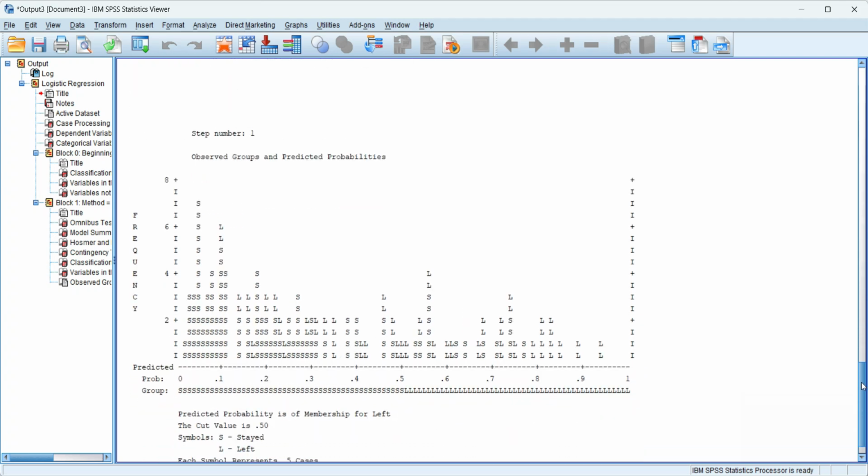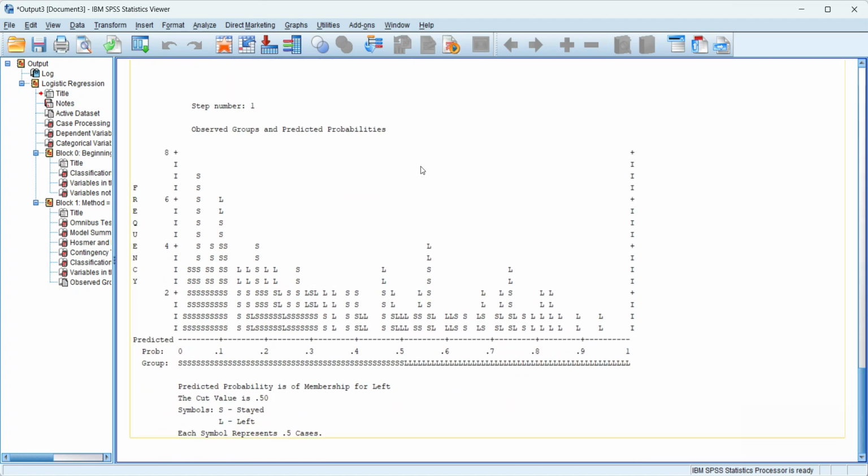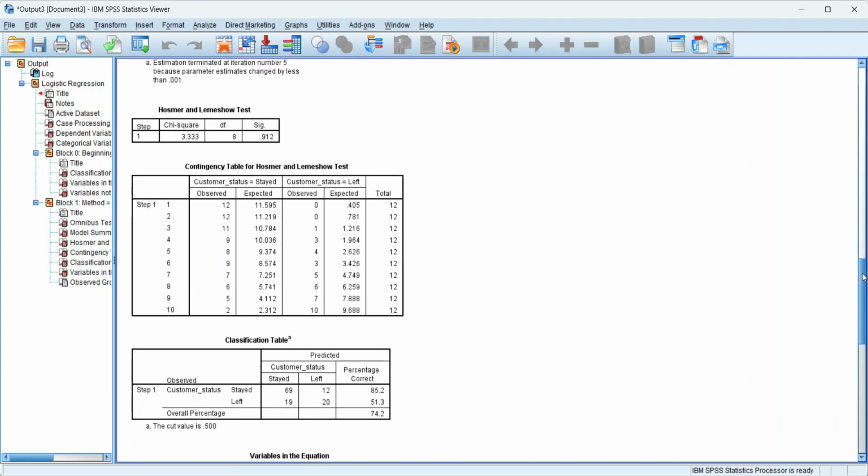And you can also see the observed groups and predicted probabilities. So in this way, we do the binary logistic regression in SPSS.